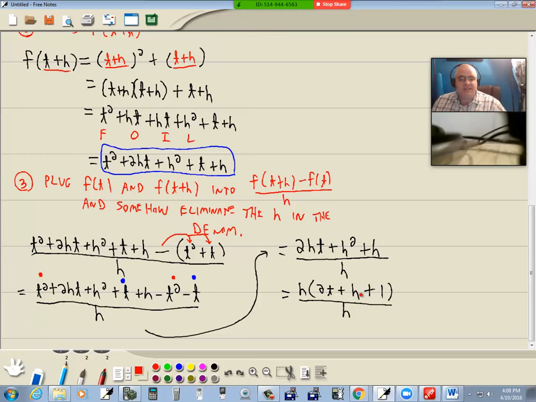Now we have h times something over h, and since this is multiplication up on top, I can cancel this h with this h. You could not cancel it in the previous step because of these pluses here. Everything has to be multiplication. So then that leaves us 2t plus h plus 1. And that's our answer.